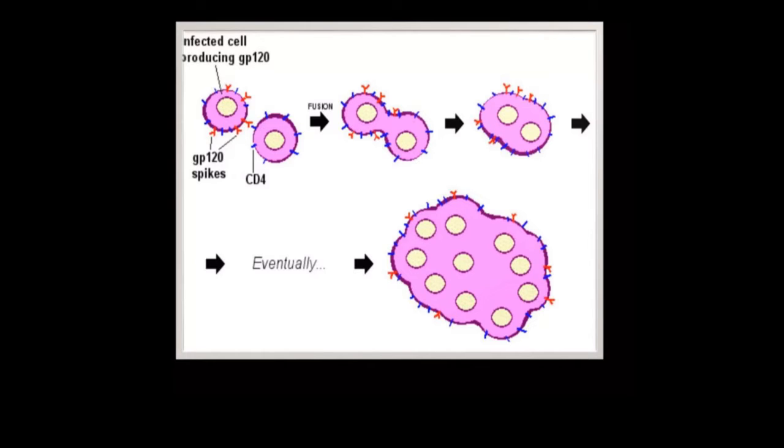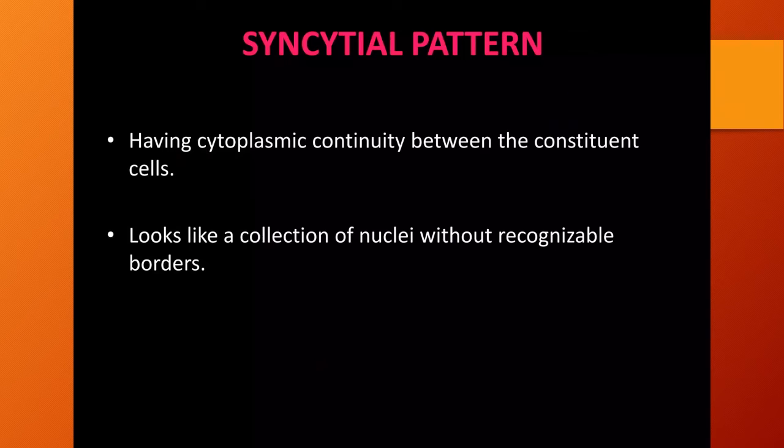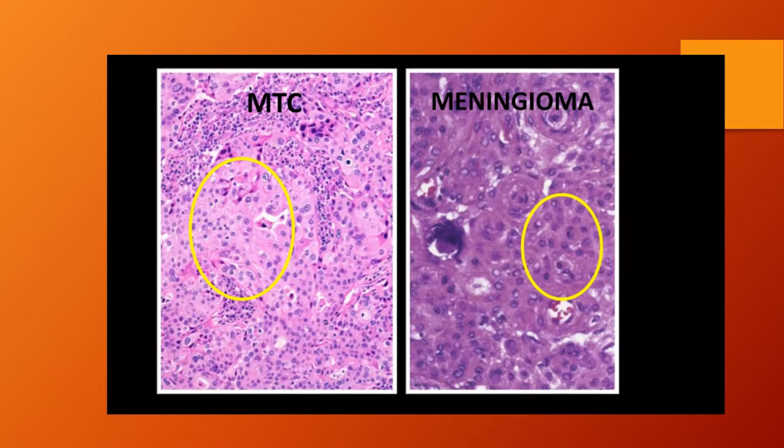Here we can see a collection of nuclei within a syncytium of cytoplasm. No separate cytoplasmic cell border can be appreciated. So this is the syncytial pattern of arrangement. Here in medullary thyroid carcinoma, we can see the syncytial pattern of arrangement. We can see sheets of cells; only the nuclei can be seen, individual cytoplasmic borders won't be seen. In the case of meningioma, we can also see the syncytial pattern of arrangement.